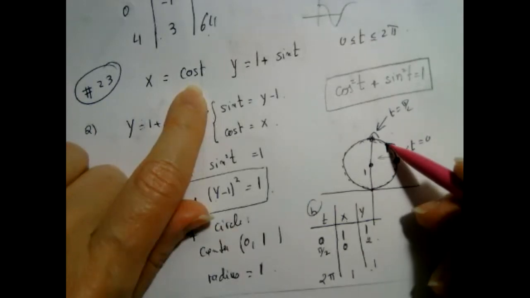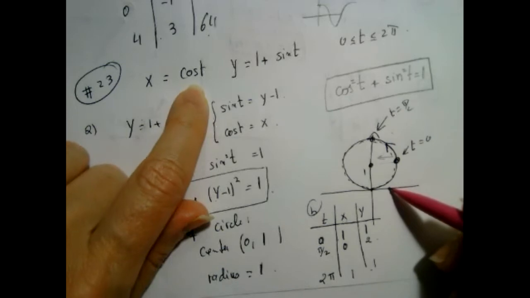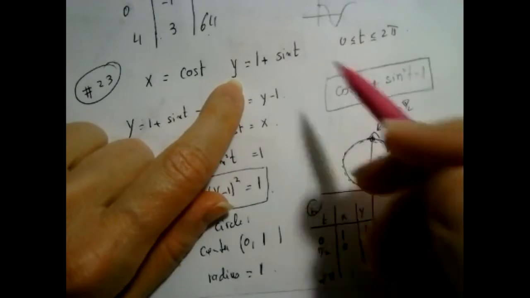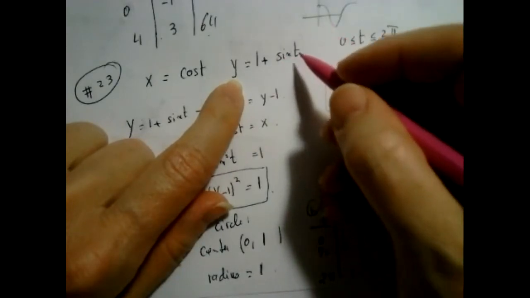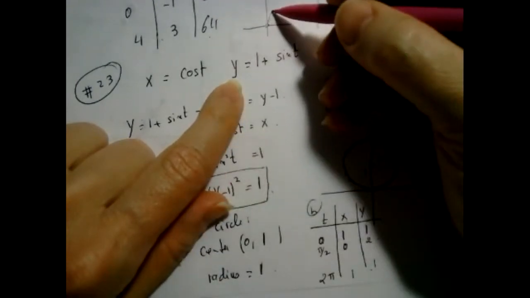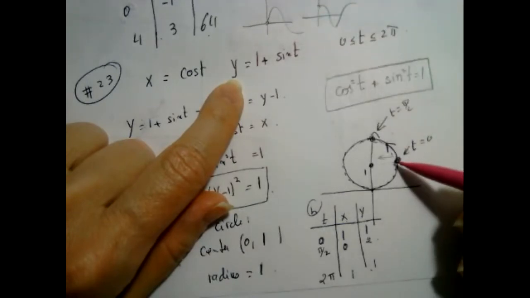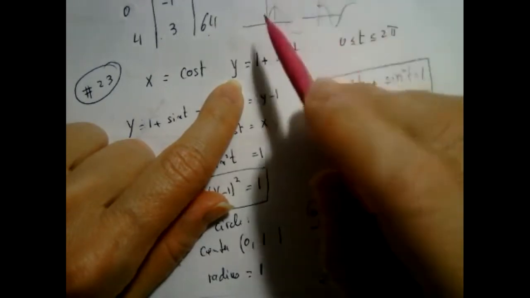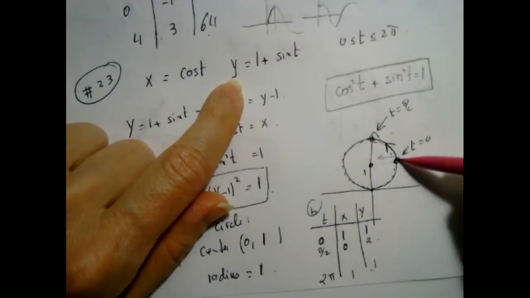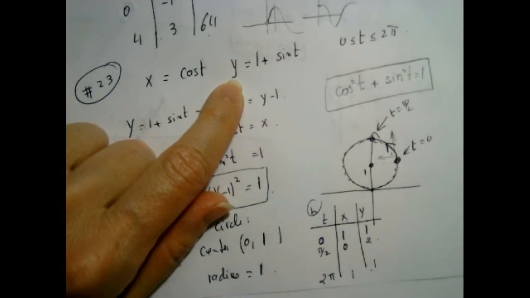But if I go to the left, I can go up to the left or I can go down. So I'm going to go to my y and see what my y is telling me. Is my y increasing or decreasing? y is 1 plus the sine. Now the graph of sine starts from here and it goes up. So as t increases up to pi over 2, the sine is increasing. So 1 plus the sine is increasing. It means y is increasing, so the y has to go up. My graph is going in this direction.